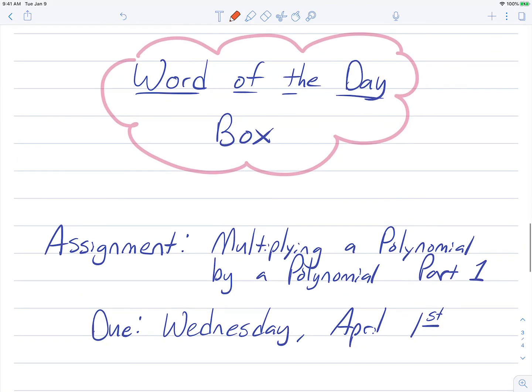Your assignment is multiplying a polynomial by a polynomial part 1. This is going to be one day of it. We will do it a few days, 2 days exactly. I want to make sure that you understand how to multiply them together. And your assignment for today is due on Wednesday, April 1st.